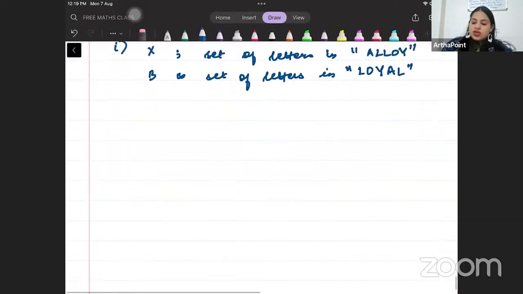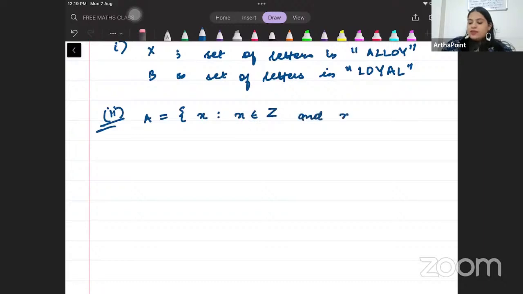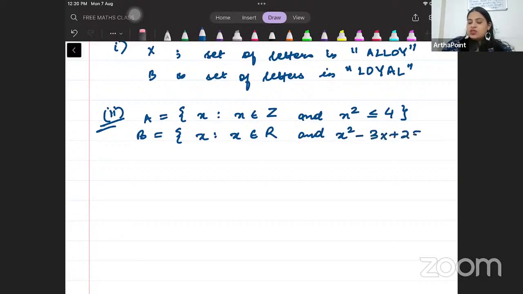अच्छा, next question लिखो, second. A is such that n belongs to Z and n square is less than or equal to 4. B is such that x belongs to R and x square minus 3x plus 2 is equal to 0. So you have to tell me whether A and B are equal sets or not.